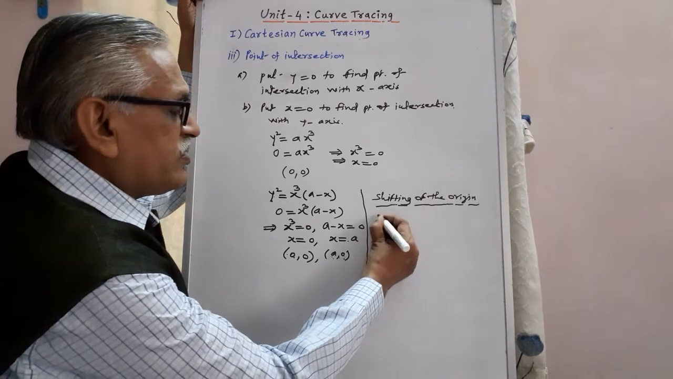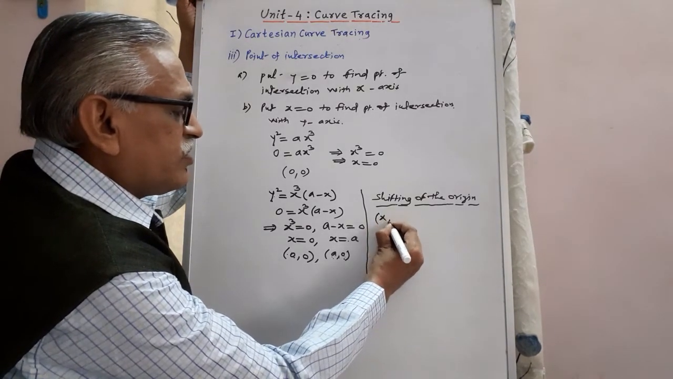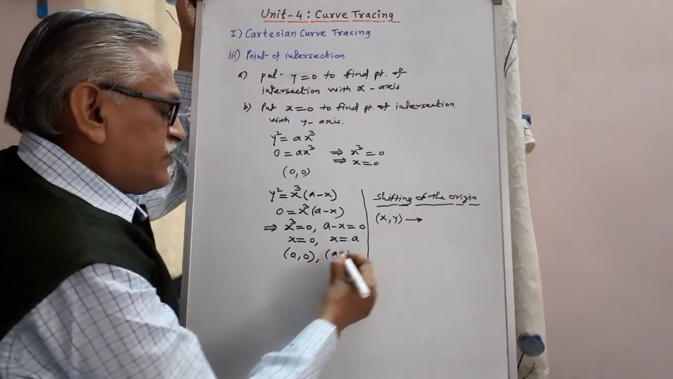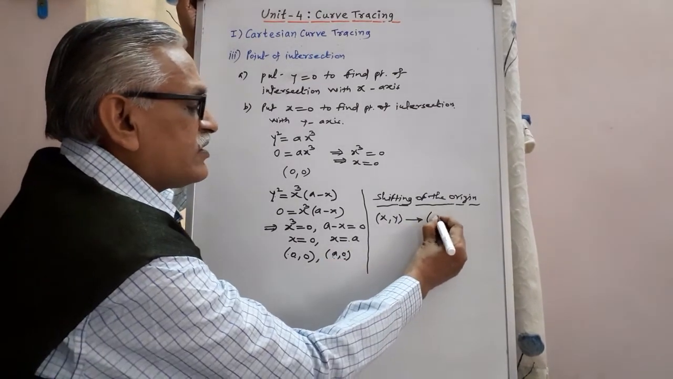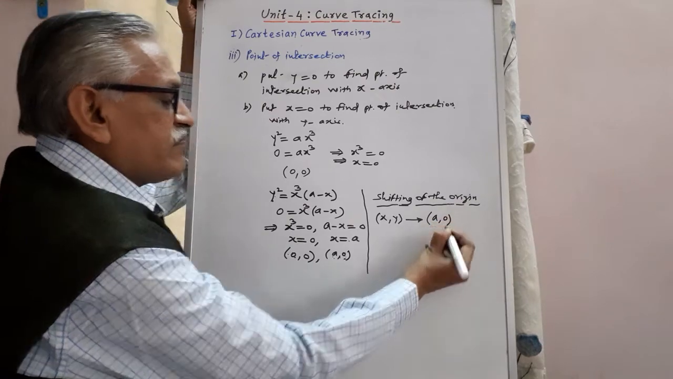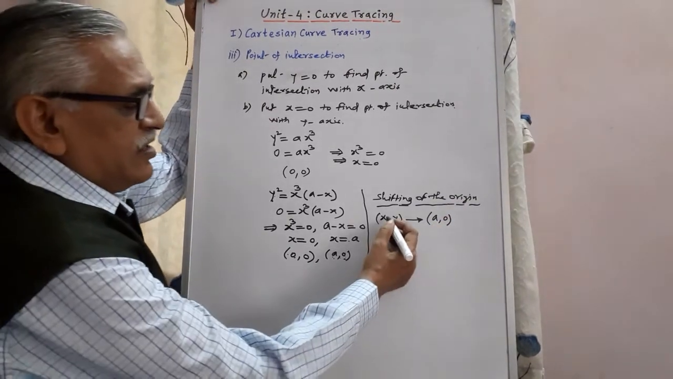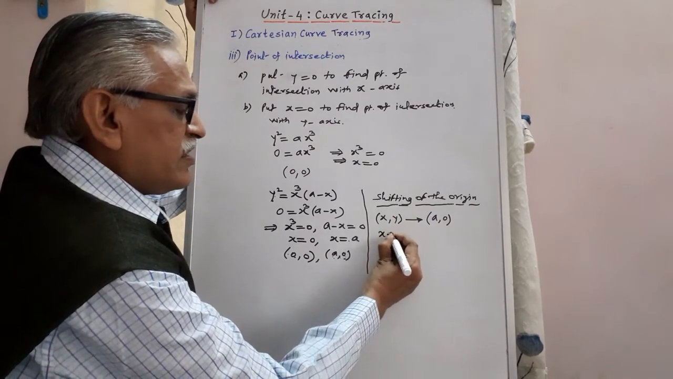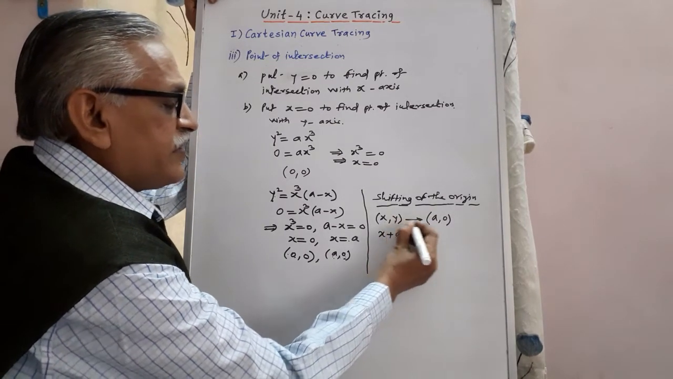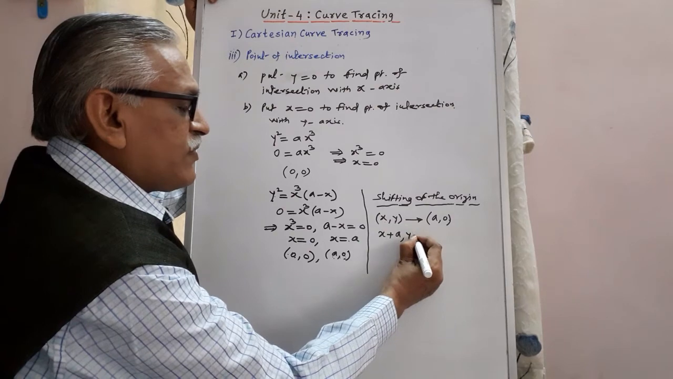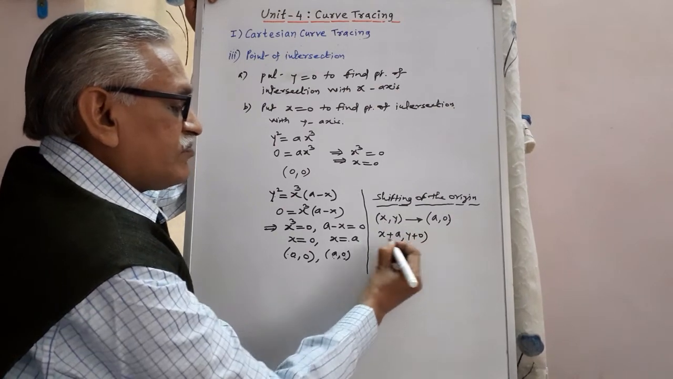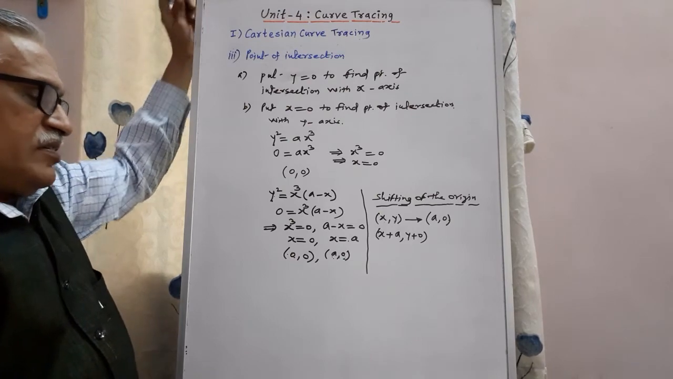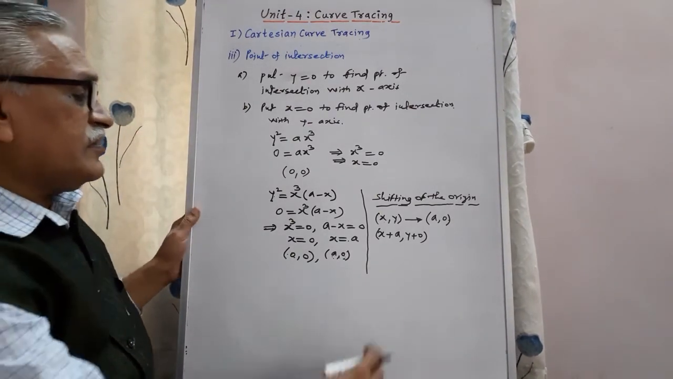The original coordinates of the origin, suppose x, y, from this we have to shift it to the point a, 0. In the process of shifting, the change in x coordinate is x plus a, and the change in y coordinate is y plus 0. These are the points of intersection.